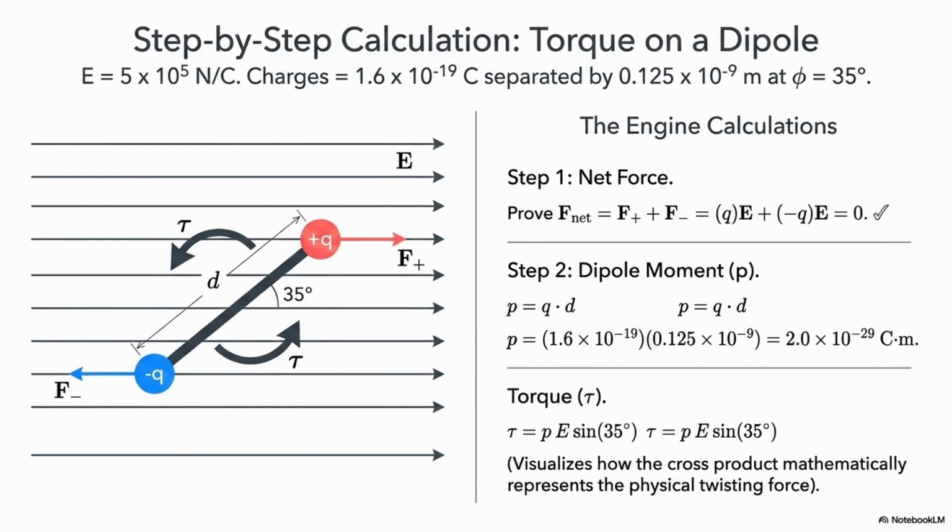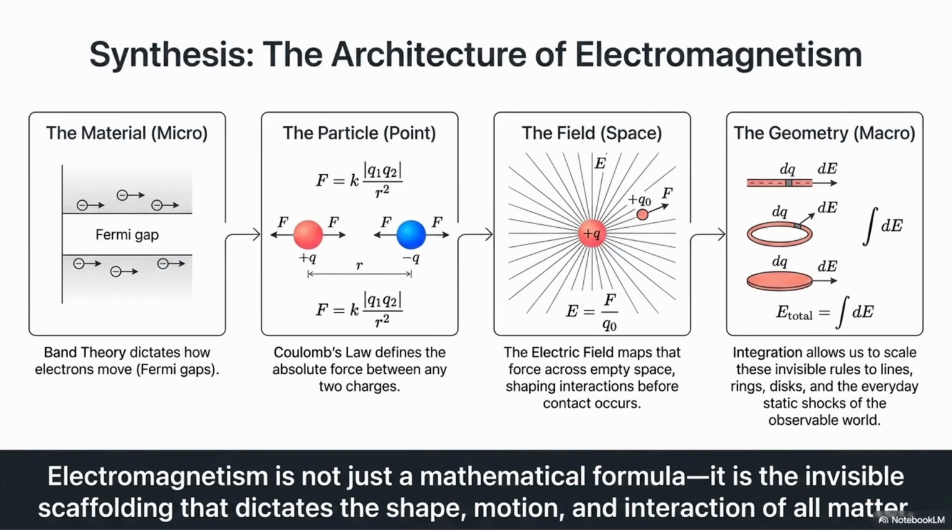Wow. Okay, we've reached the final slide. Slide 15, synthesis. Let's walk through these blocks. We have the material, which is the band theory, then the particle, which is Coulomb's law. Right. Then the field, which is the space itself. And finally, the geometry, which is the macro integration we talked about. It's all connected. It is. If we connect this to the bigger picture, the slide's conclusion is really powerful. Electromagnetism is not just a formula. It is the invisible scaffolding dictating the shape, motion, and interaction of all matter.